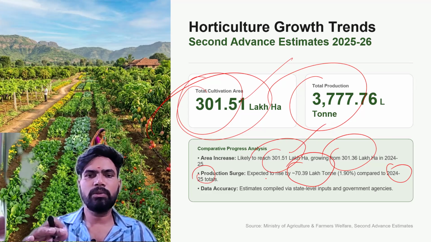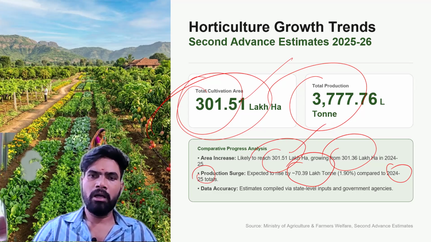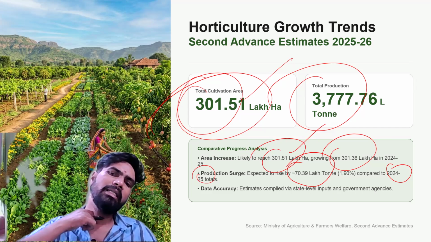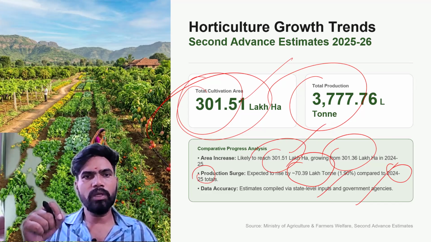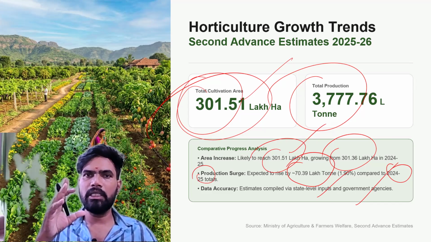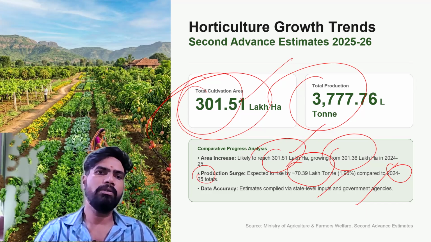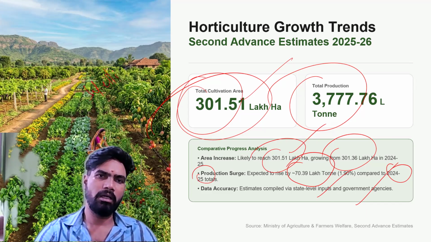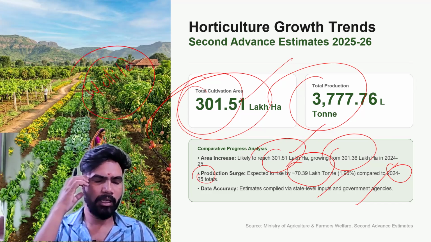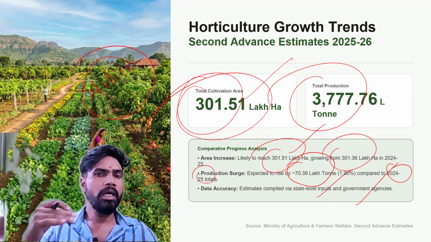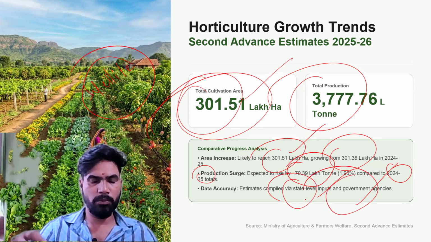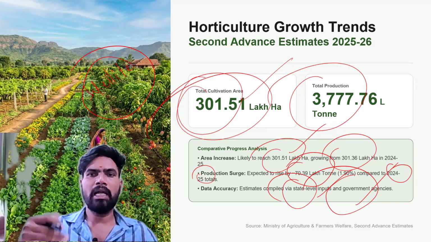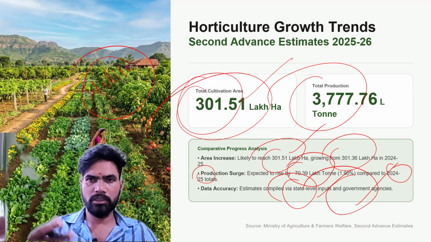The government made sure that there is accuracy of the data. So how has that been made possible? It has been made possible by compiling the data via state level inputs and government agencies. Generally, how do we calculate the data? We get the estimates by using satellite data. I think in some lecture I have explained how satellites are used for estimating the crop production. But here, state level inputs and inputs from the government agencies have been taken, and that's how data accuracy has been maintained.